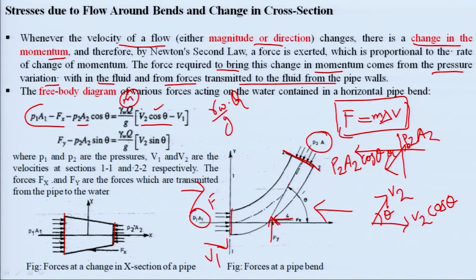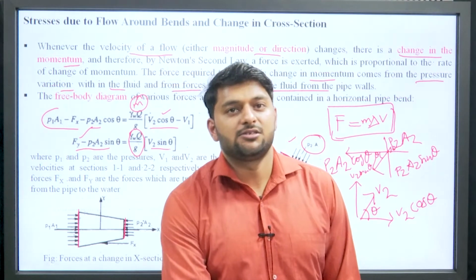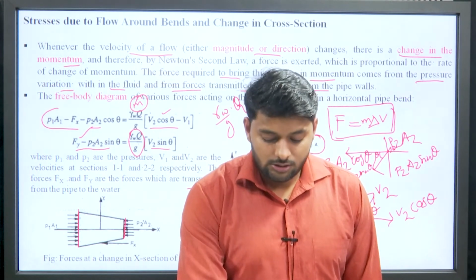So final velocity minus initial velocity is V2 cos theta minus V1. In the y direction the force acting upward is Fy, and the force in downward direction is P2 A2 sin theta. So Fy minus P2 A2 sin theta equals change in momentum, mass into velocity. The component of velocity in y direction at point 1 is 0, and at point 2 it is V2 sin theta. So this can be written as V2 sin theta minus 0. By using these two equations we can estimate the values of Fx and Fy at a point where a bend is observed.